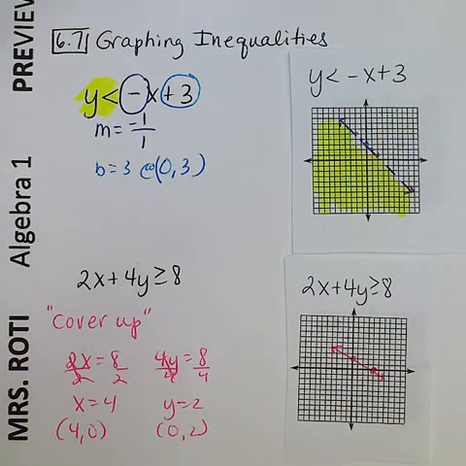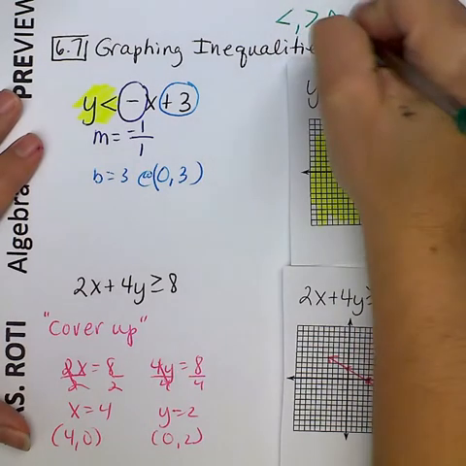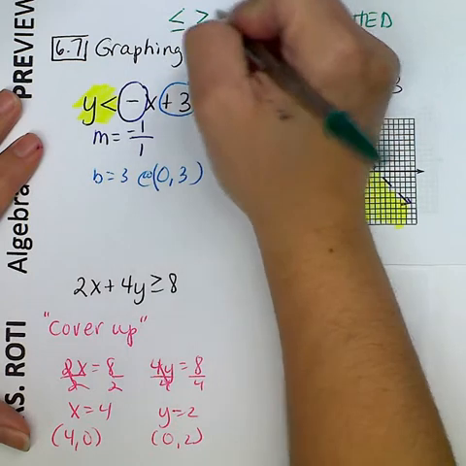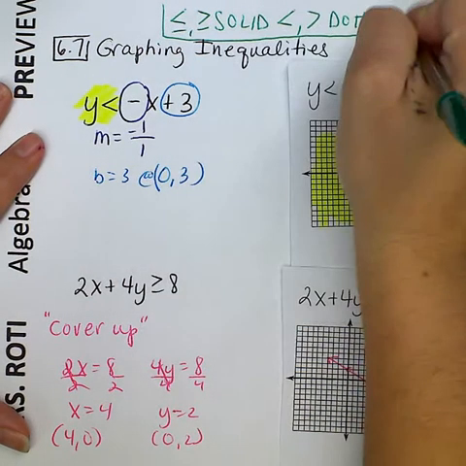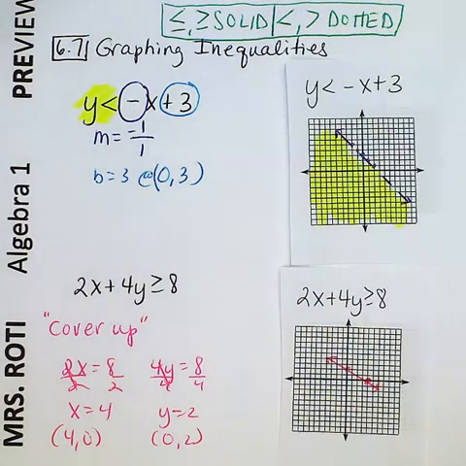Whenever you have less than or greater than, you will use a dotted line. Whenever you have less than or equal to or greater than or equal to, you will have a solid line. You'll notice that this is kind of similar to the ideas of open and closed circles like you used before.